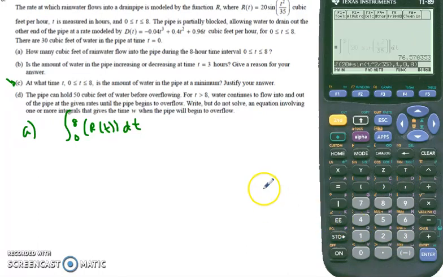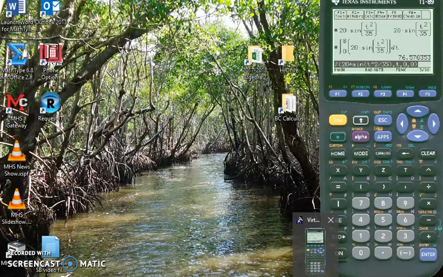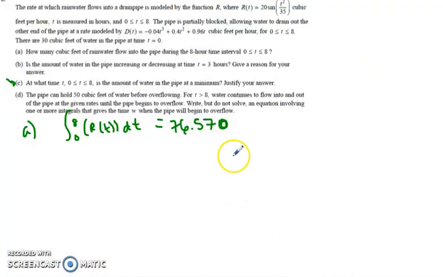So on this problem, you're scored. You just get a point for setting up the integral, knowing that you have to just integrate R, and then you get a point for the answer, which is 76.570. And you're allowed to just write 57 and not put the 0 in. If your third decimal place is a 0, they don't require that decimal place to be written.